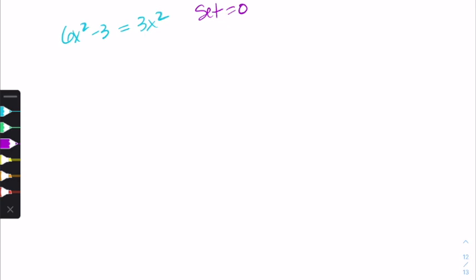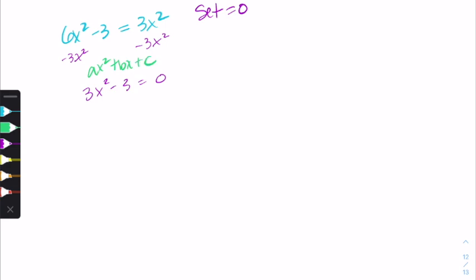Now I can move everything to the left side or I can move everything to the right side. On this particular problem, it's faster to move the 3x squared to the left side because there's only one term to move. You can do the other way, both are acceptable. So here, when I subtract 6x squared and 3x squared, because those are like terms, I get 3x squared minus 3 equals 0.